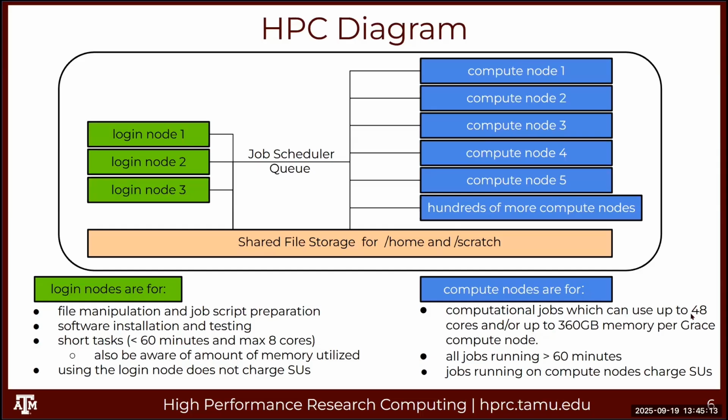We're going to be on Launch, but Grace has 48 cores and 360 gigabytes of memory, and I'll show you how to figure out the maximum cores and memory on a compute node. Anything running close to 60 minutes or more, just run it as a job script. You also get an idea of how much memory and how many cores it's using. And when you submit jobs, it does charge service units.